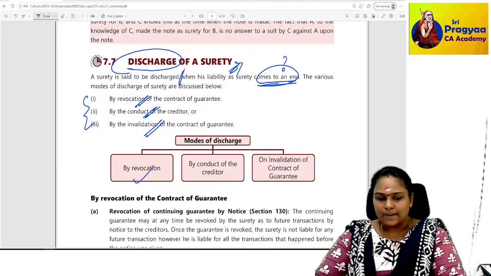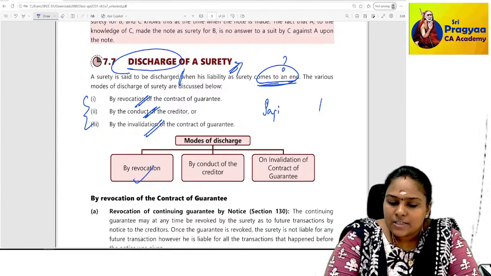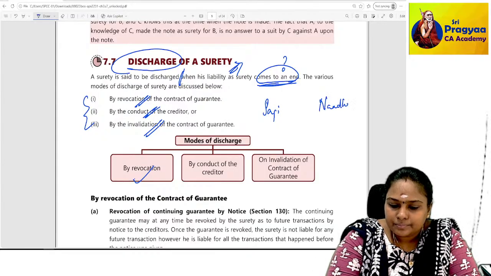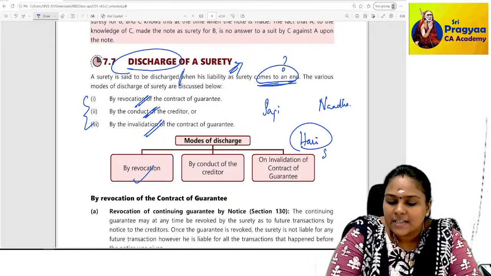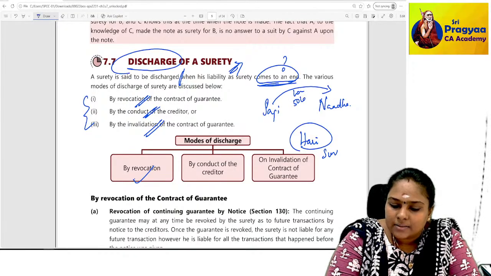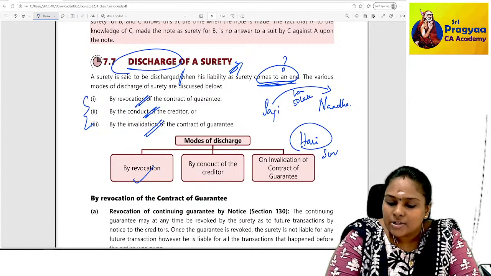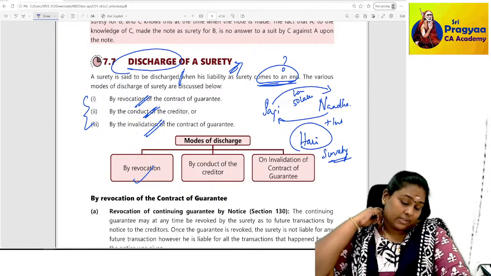See, I'll give you an example. Sir, 3 people are involved. One is myself, and another, say Nanda, and say Hari sir. Hari sir is in between us as a surety. Now, I am planning to give loan to Nanda, say 50 lakhs, and Nanda should repay along with the interest. And Hari sir is going to stand as a surety in this contract.